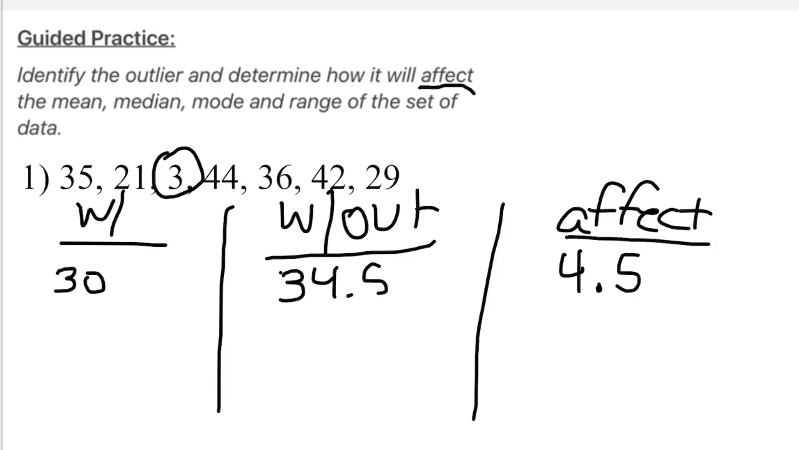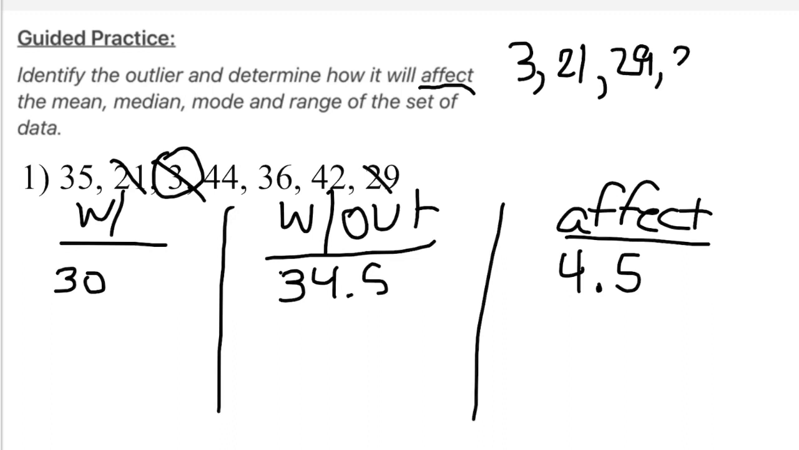So let's go ahead and do the median. Let's put our numbers in order least to greatest. Over here we've got 3. I'm going to do it with the median, with the outlier first. And then we've got 21. And then we've got 29.